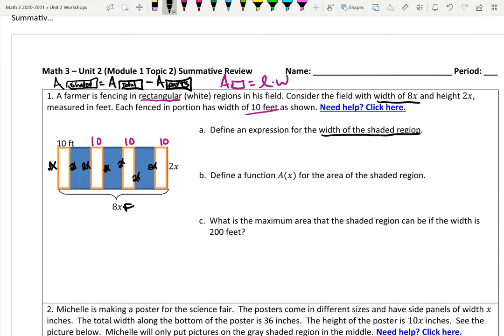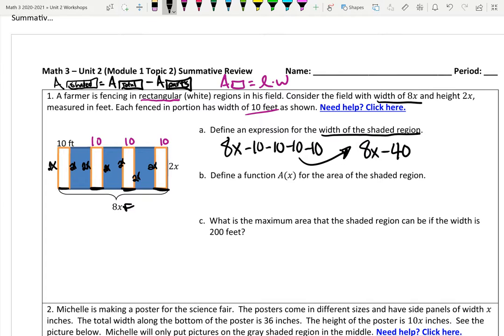I can also check here in my word problem. So I'm going to go ahead and take the total, which is 8x. And what I'm going to have to do is subtract the unshaded regions, the parts. So it's going to be here. These regions are each going to be 10. So it's going to be minus 10, minus 10, minus 10, and minus 10. This is going to leave me with the width of the shaded region. I could clean this up, producing 8x minus 40.